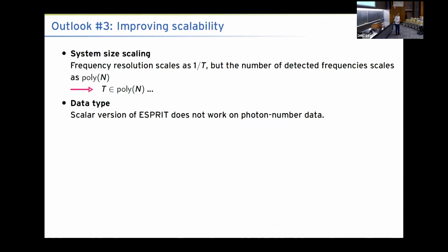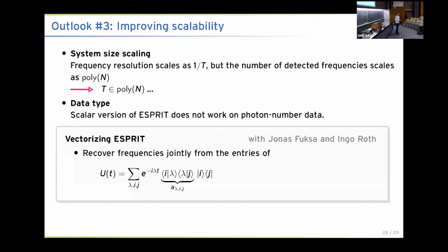And with Ingo and Jonas Spuckler, I didn't put their names here, we're now looking at actually vectorizing this ESPRIT algorithm, which is basically also what they did originally in this mobile communication setup, which is sort of quite naive. But there are some challenges to be overcome here.